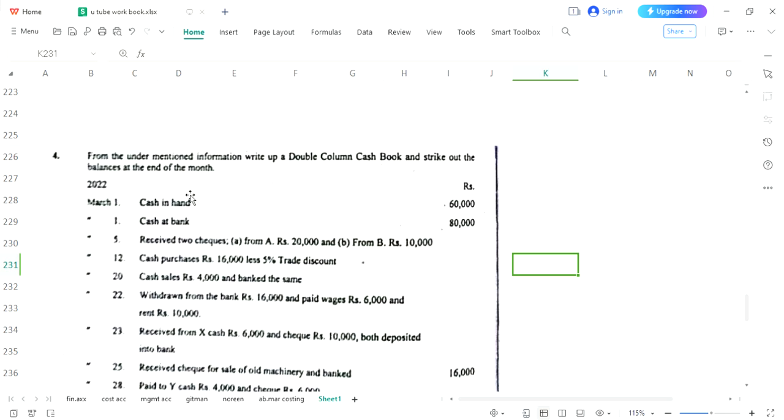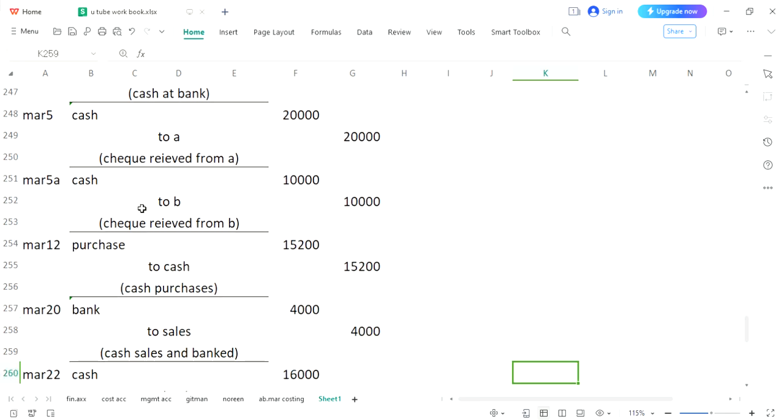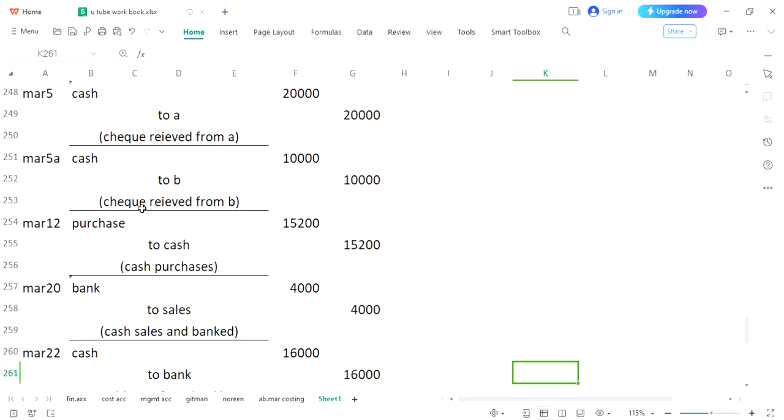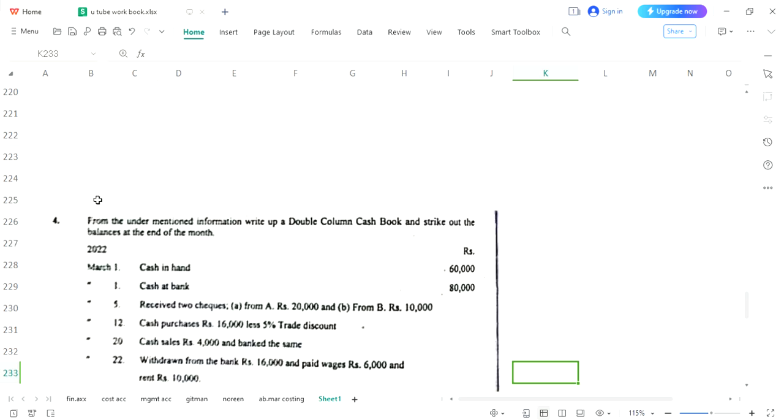Today's target is to solve the second part of question number 4. As you know, we have already completed the journal entries. Look at this. These journal entries were completed in the first place, and now we are required to enter these journal entries into the double column cash book.